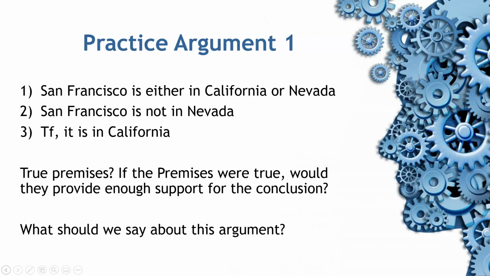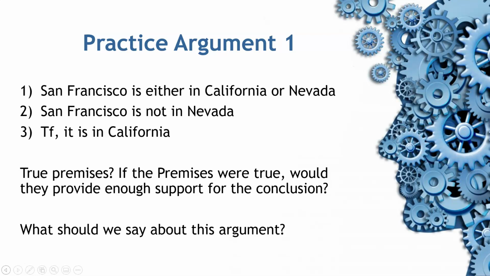Then we have to get to the second question. If the premises were true, would they provide enough support for the conclusion? So if it were true, both that San Francisco is either in California or Nevada, and that San Francisco is not in Nevada, would that make it more likely than not that San Francisco was in California? The answer to that is yes. In fact, if these premises were true, they would absolutely guarantee the truth of the conclusion. If San Francisco was either in California or Nevada, and it was not in Nevada, the only place it could be, if the first premise is true, is in California.